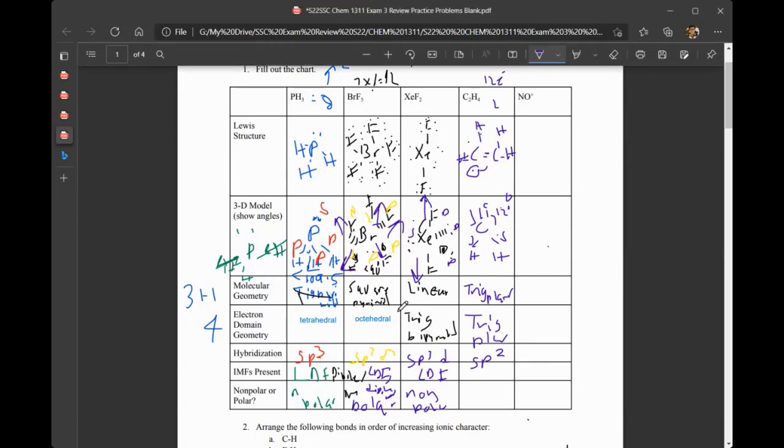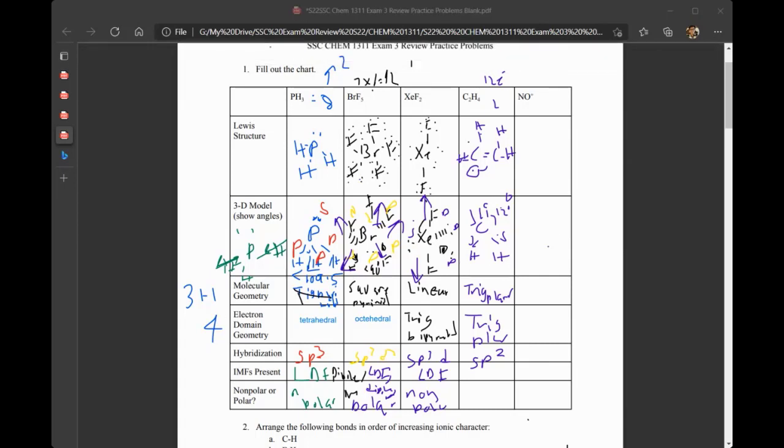And so I kind of want to give you all a second to figure out what the polarity is. So I'll give you all a second to do that.